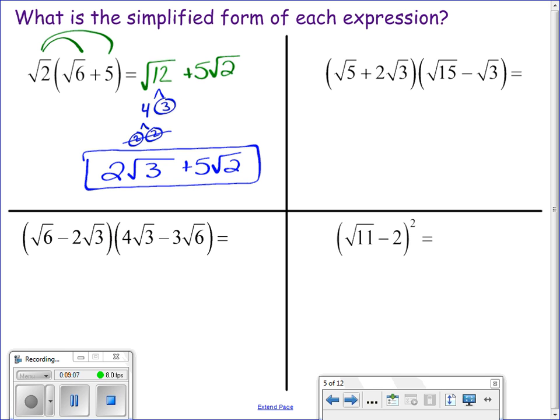So should you panic if you don't get like terms when you simplify? No. What about the next one?